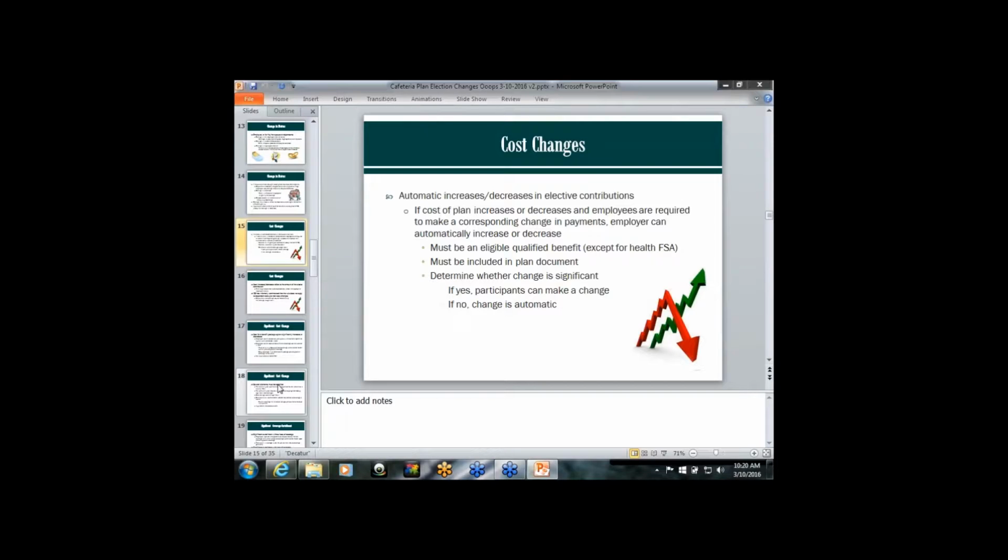When you make these automatic changes, it has to be for a qualified benefit, except for a health FSA, so that means it's excluded. And also, again, must be in that plan document. And as I've already noted, determine whether the change is significant. If it is, then participants can make a change. They can actually change their benefits. If it isn't, you as an employer can automatically make an increase or decrease.